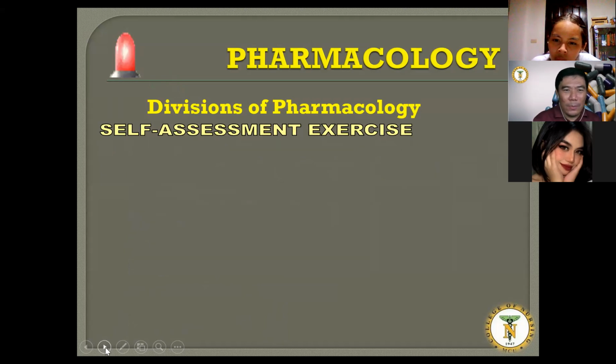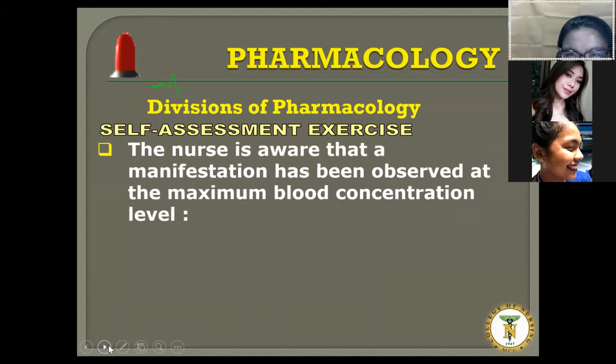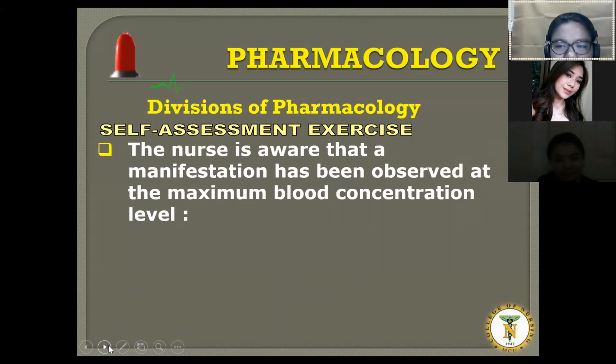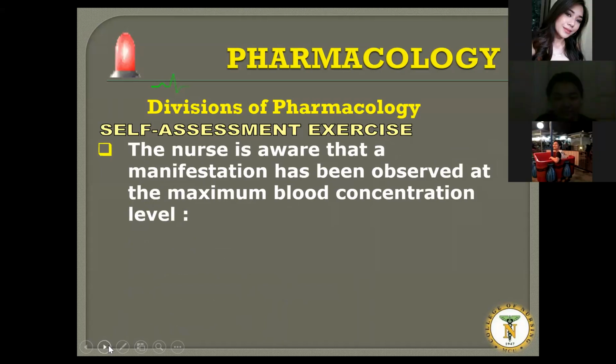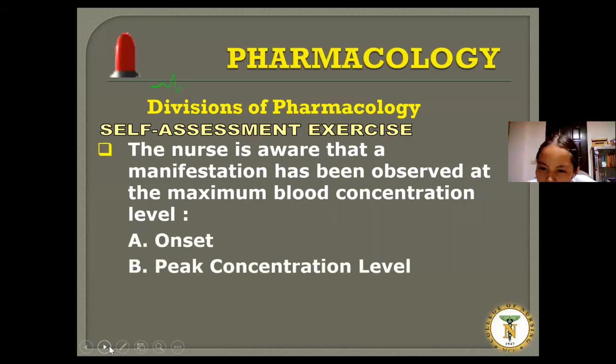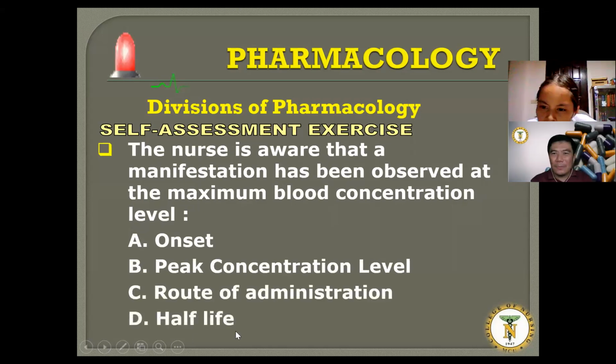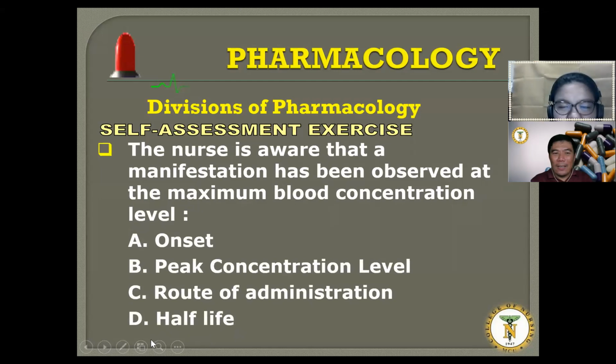Next, we have questions. The nurse is aware that manifestation has been observed at the maximum blood concentration. So I think the first one that I saw is Miss Delarmente. We have onset. Oh, sige. I may show first the choices. So answer. Letter B po din, peak concentration level. So the answer is correct. Peak concentration level because of the maximum blood concentration.